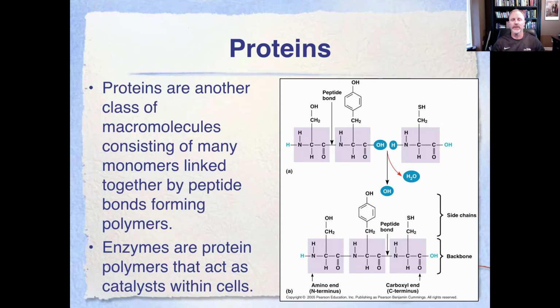All right, in the last section we talked about carbohydrates. In this section we're going to talk about proteins. And we said proteins are a large macromolecule that consists of many monomers, many amino acid monomers that get linked together through these dehydration reactions.